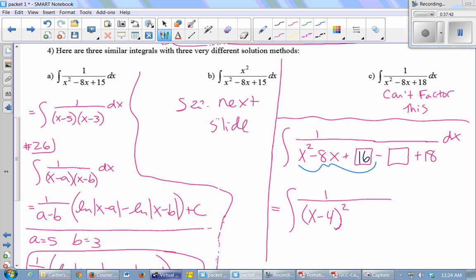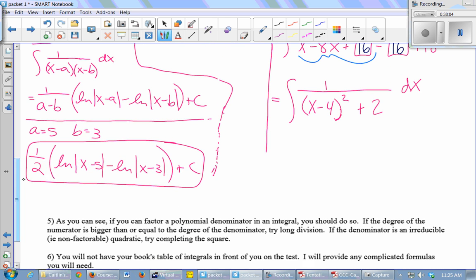All right, but then I added 16, which changes the denominator. So to keep the denominator the same, I have to also subtract 16. And then this part in the blue curly brackets factors. And then what's left is negative 16 plus 18, which is plus 2. All right, is there anything in my table that looks like that, or close to it?